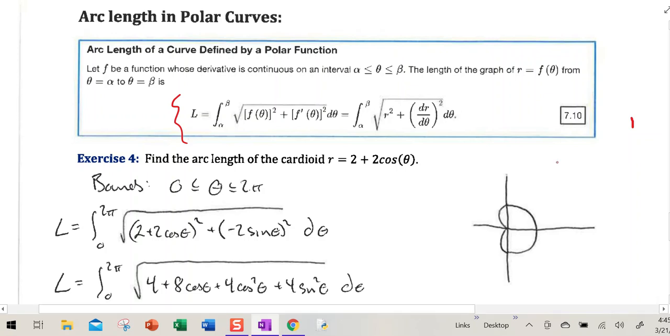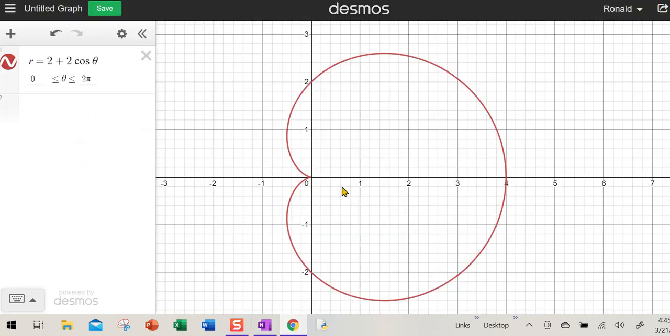So in this first example, we have a cardioid. And we know that this is a cardioid because the 2 and the 2 are both the same number. And so we're going to get a graph that looks something like that. If you don't believe me, we can go into Desmos and put the function in here. r is equal to 2 plus 2 cosine of theta.